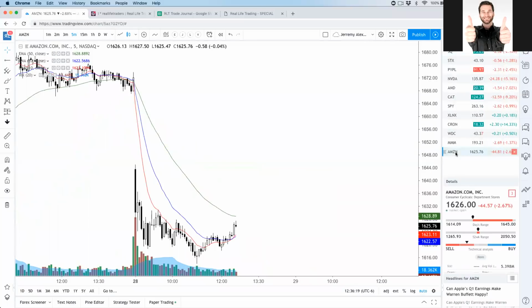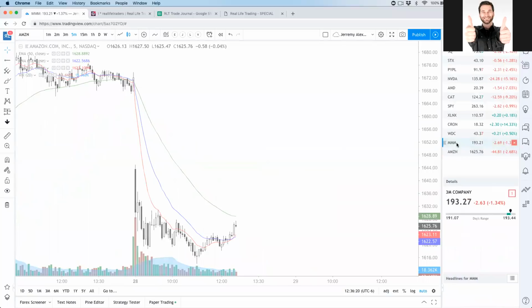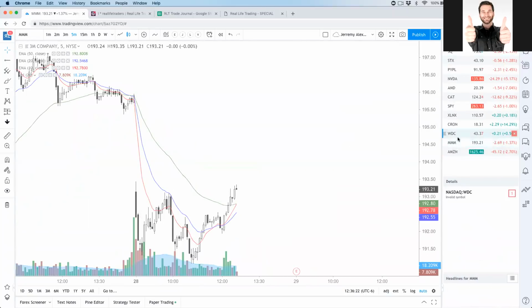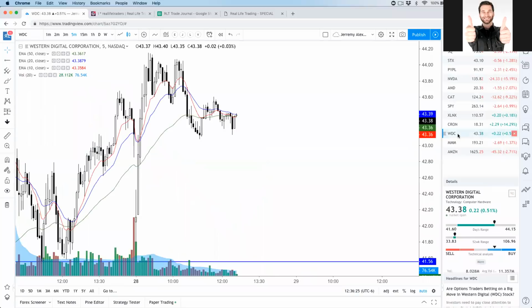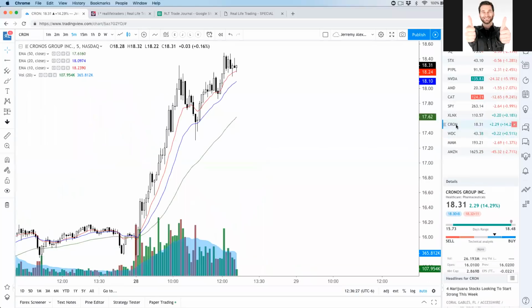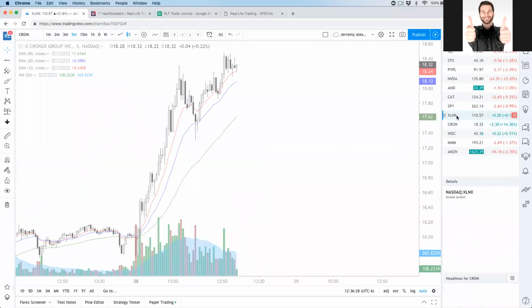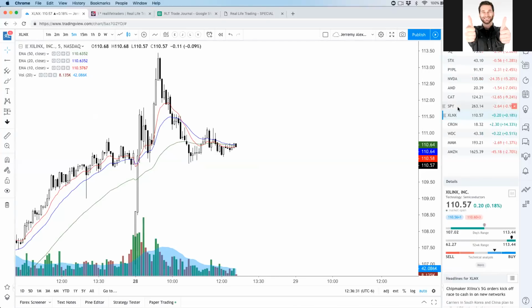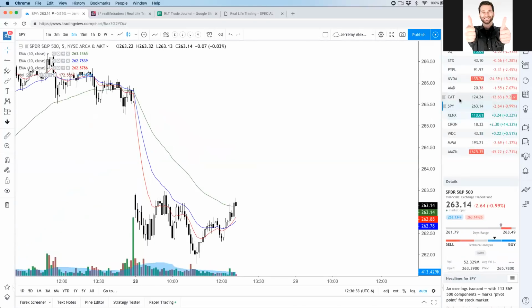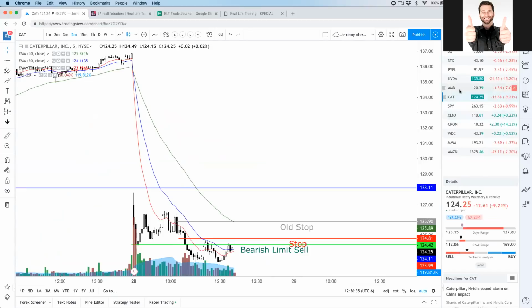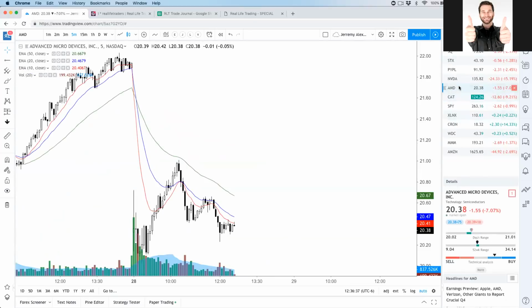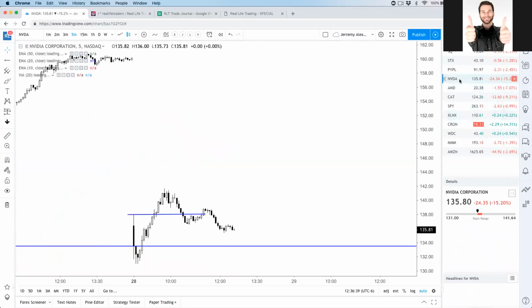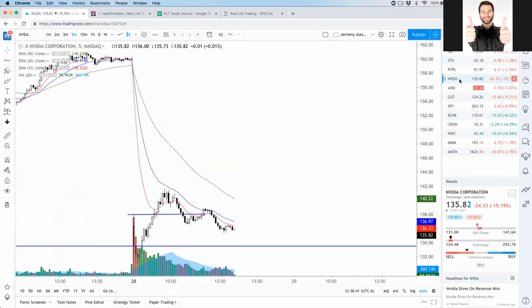Amazon down 2.7, 3M kind of bouncing. WDC is pretty flat. CROA just slowly grinding higher. Z-Link's trading sideways. SPY, Caterpillar, AMD, NVIDIA. So again, NVIDIA just looks weak.